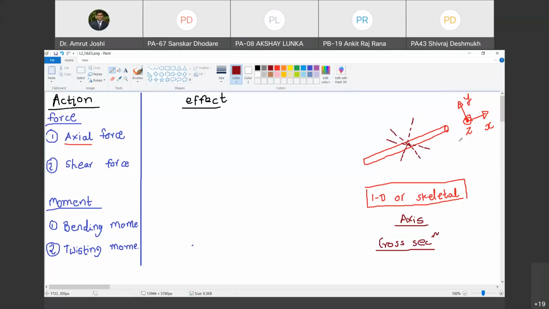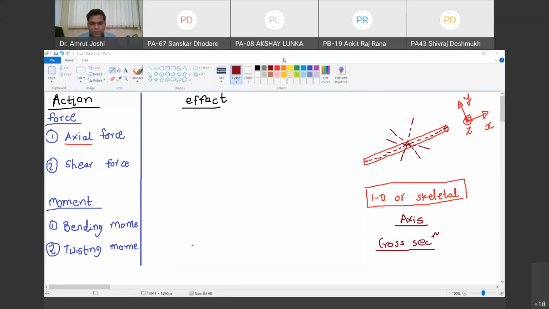So what is a cross section? It is a section taken across the length of a 1D or skeletal member. What is the definition of a 1D or skeletal member? It is a member having one dimension dominant over the other two orthogonal dimensions. That one dominant dimension I am going to call length. And if you take a section across this length, I am now switching on my video. Let me know if I am visible. Am I visible, Shivraj? Yes, sir.